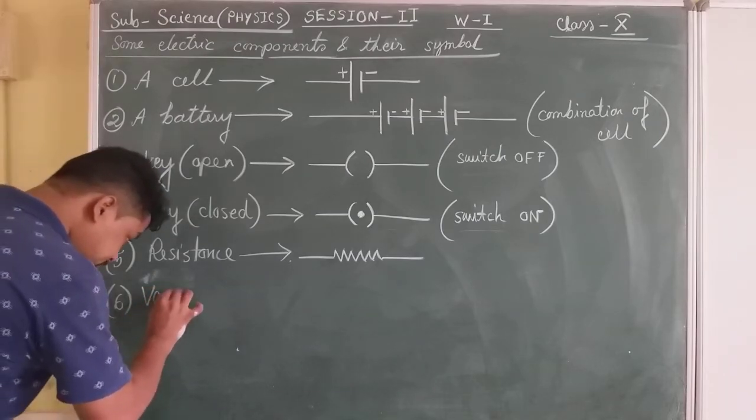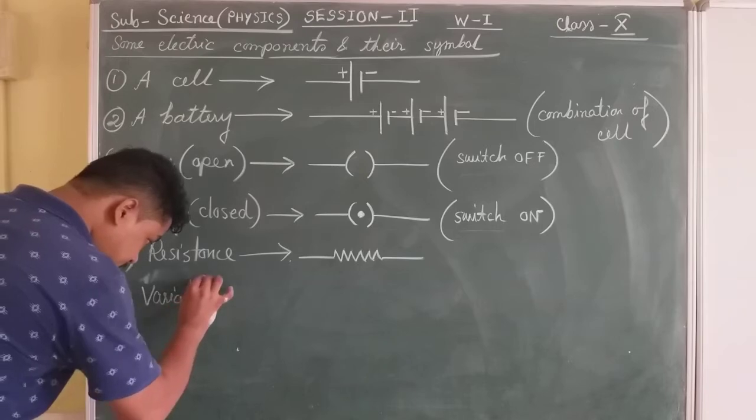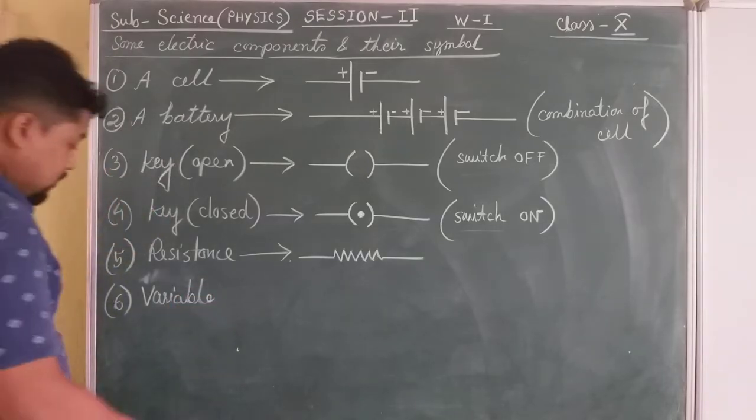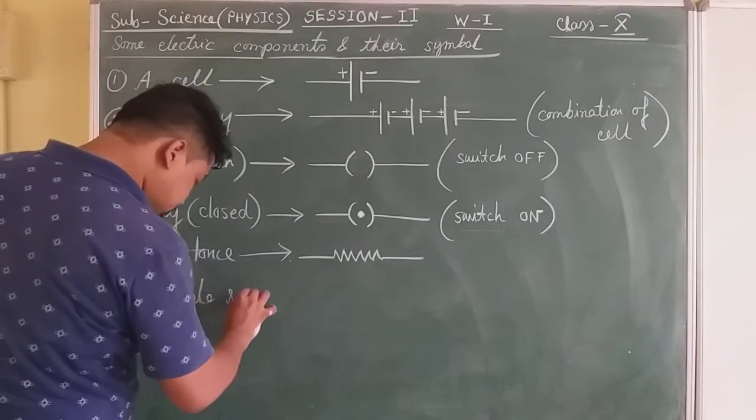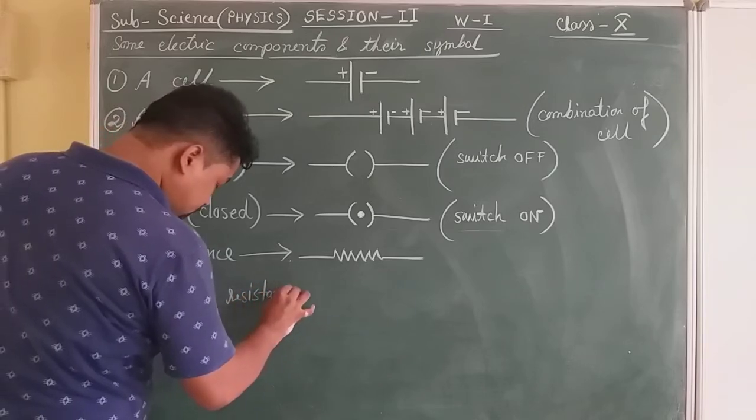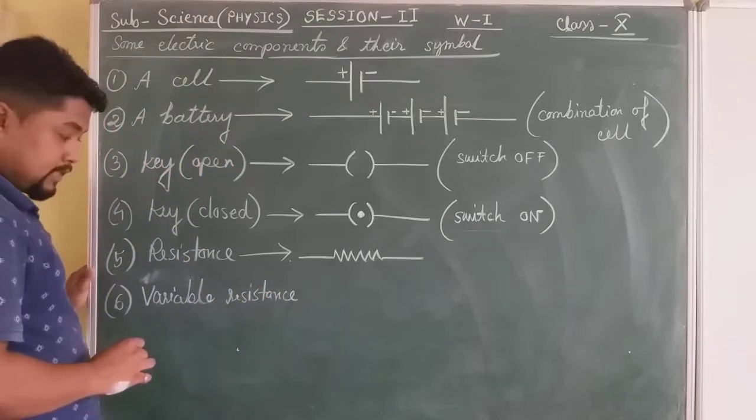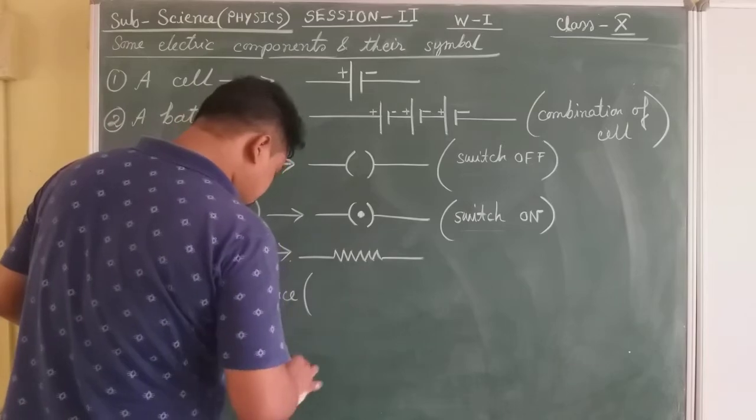Number 6, variable resistance. Variable resistance, also known as rheostat.